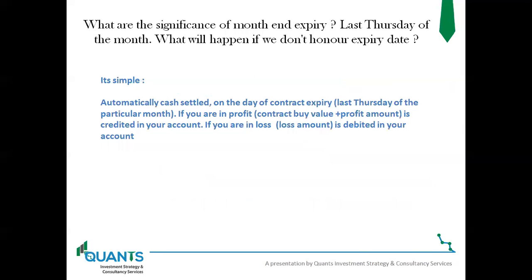What is the significance of month-end expiry, the last Thursday of the month? What will happen if we don't honor the expiry date? It's simple. It is automatically cash settled on the day of contract expiry. If you don't settle on the expiry date, the contracts automatically expire and get settled. If you have a profit, it gets credited to your account. If it is a loss, you have to pay the margin to your account, right?